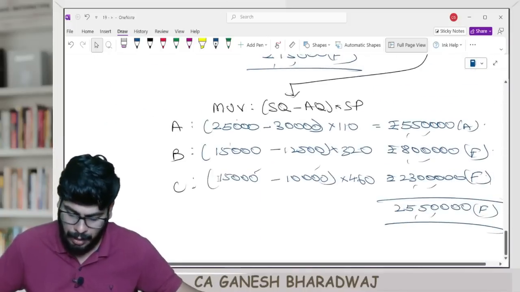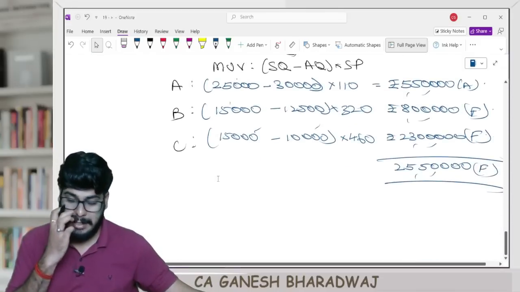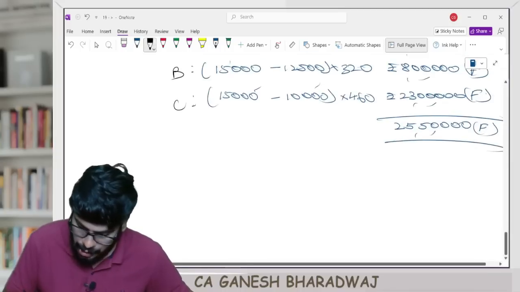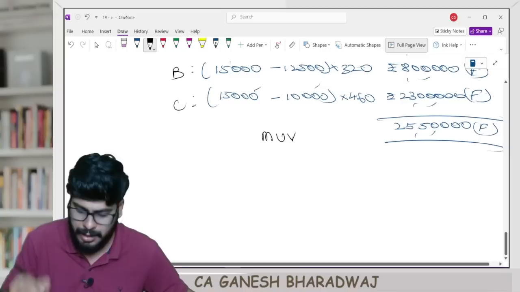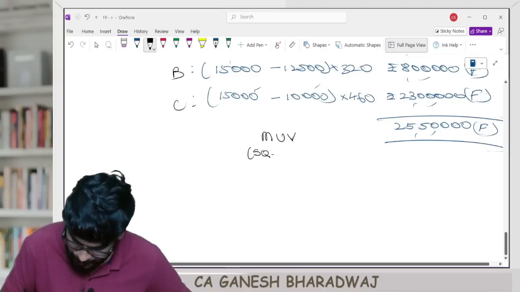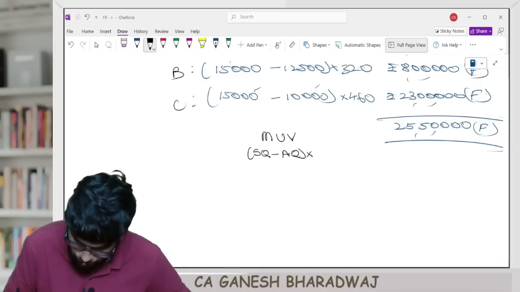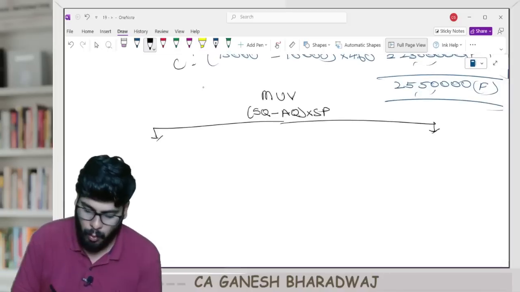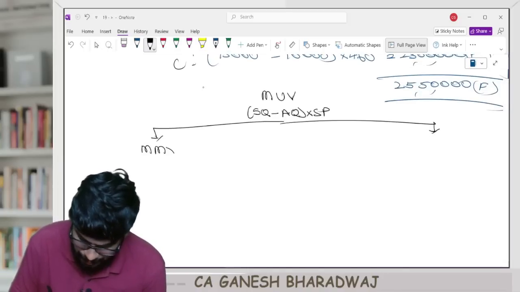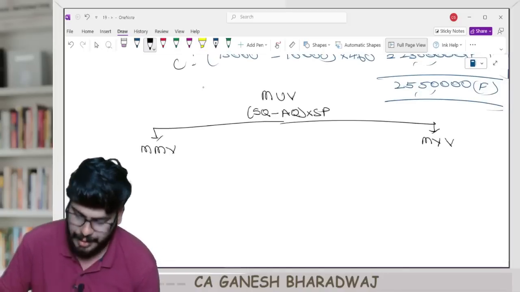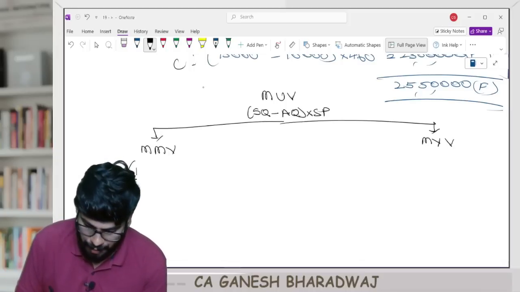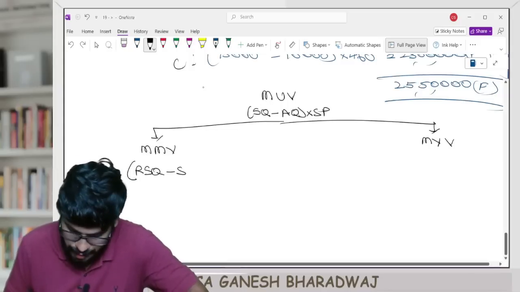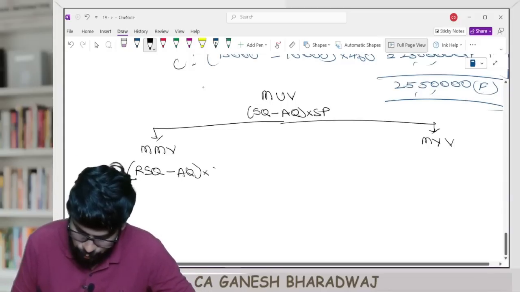Fine. Now, finally, you have two other variances, material mix and material yield variance, right? So material usage variance, the formula we just saw, is standard quantity minus actual quantity into standard price. This gets bifurcated into two components: material mix variance and material yield variance. Material mix variance, what is the formula? Revised standard quantity minus actual quantity into standard price.